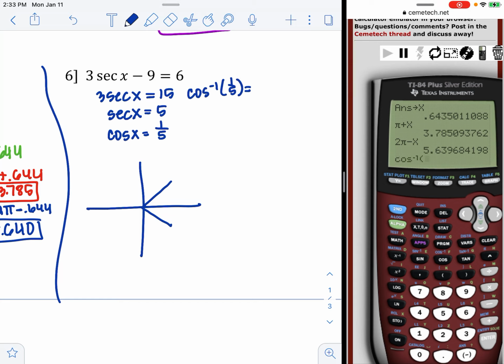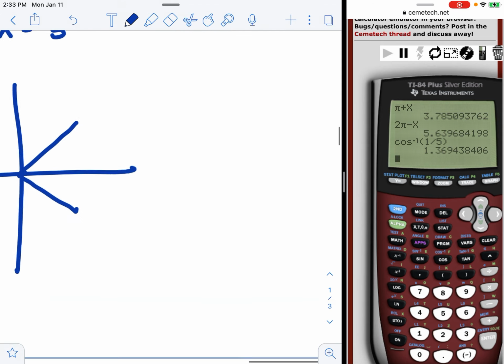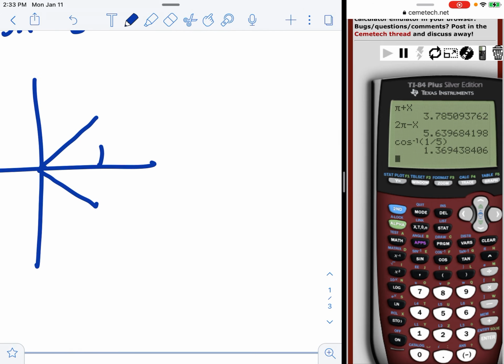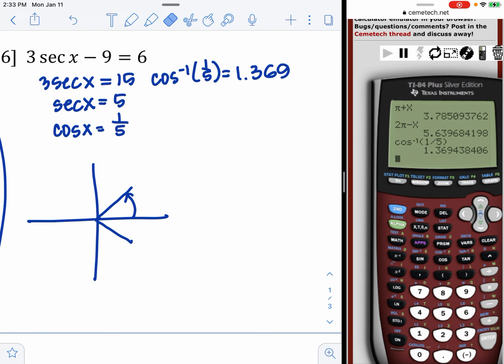I'm going to use cosine inverse of 1/5 to get an angle measure. Cosine inverse of 1 divided by 5. That is 1.369. Now I'm going to label the angle that is 1.369. This is a positive angle, so I'm going to start at my x-axis and go in a positive direction. That angle is 1.369. I'm going to mark the other angle that's 1.369. That's this angle right here that's congruent to it.